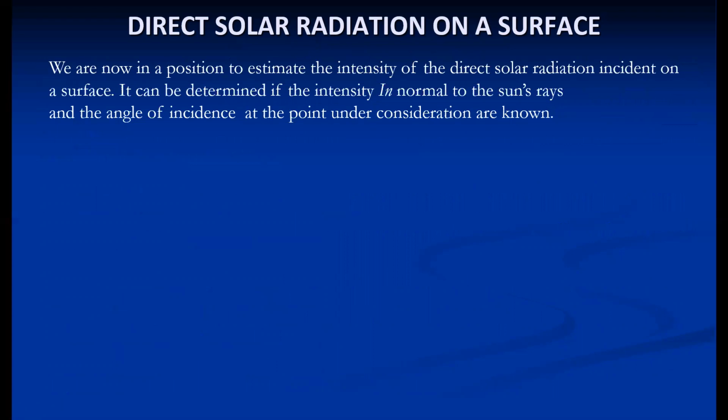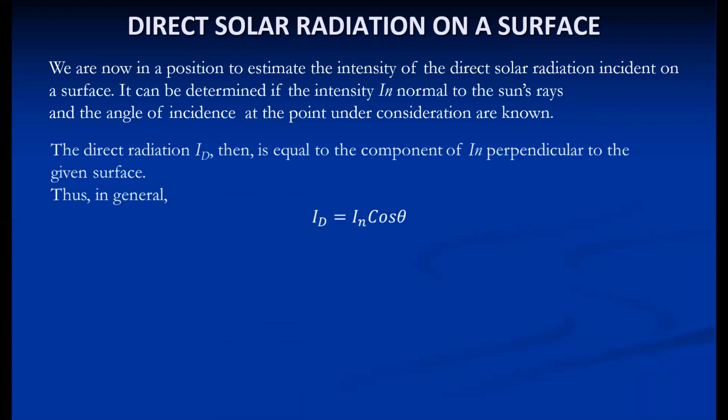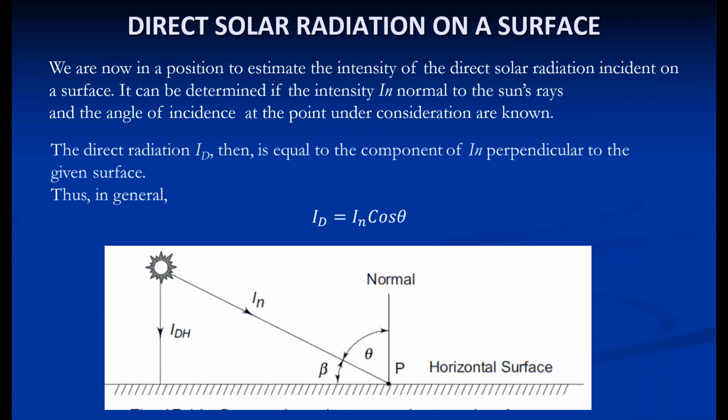It can be determined if the intensity I_on normal to the sun's rays and the angle of incidence at the point under consideration are known. Means if I_on and the angle are known to us, then we can calculate this radiation. The direct radiation I_D is then equal to the component of I_on perpendicular to the given surface. So this is a surface and a perpendicular to the surface, and this component of I_on is I_on cos theta. So that is equal to I_D.